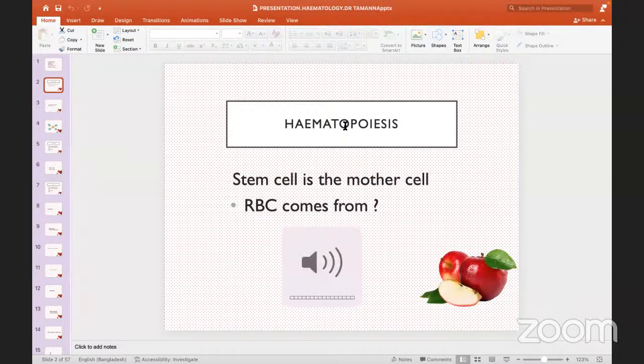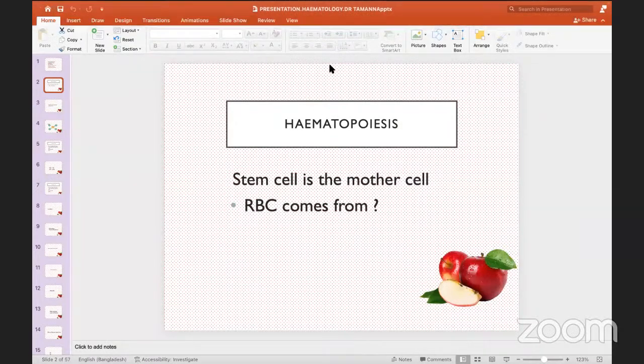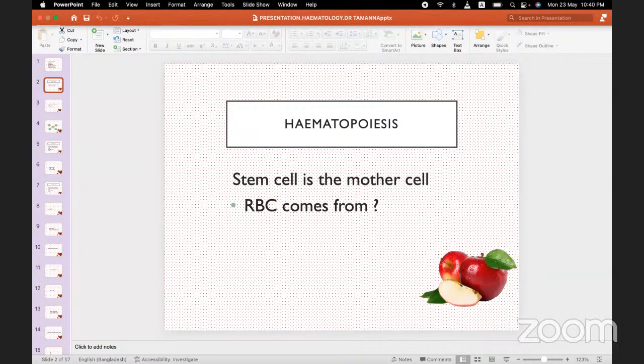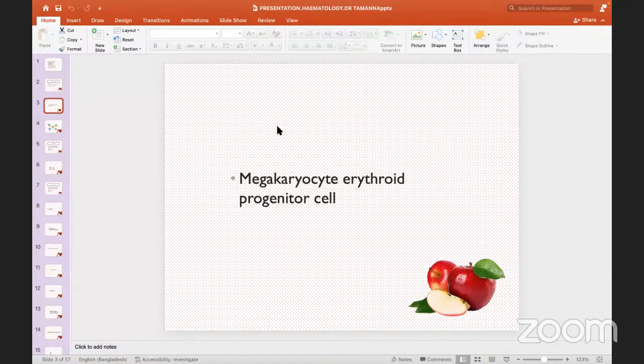Reticulocyte. Reticulocyte is not the mother cell. You can say myeloid precursor, lymphoid precursor. Very good, these are the precursor cells. And I must inform you that reticulocyte is actually an immature RBC. RBC is not produced from the reticulocyte count. Reticulocyte count is an immature form, an infant form. So actually, the answer is that it comes from the megakaryocyte erythroid progenitor cell.